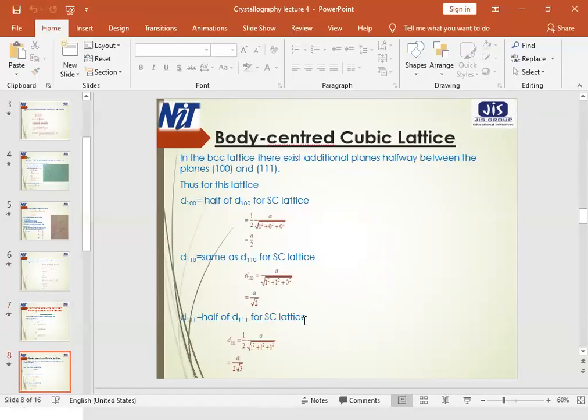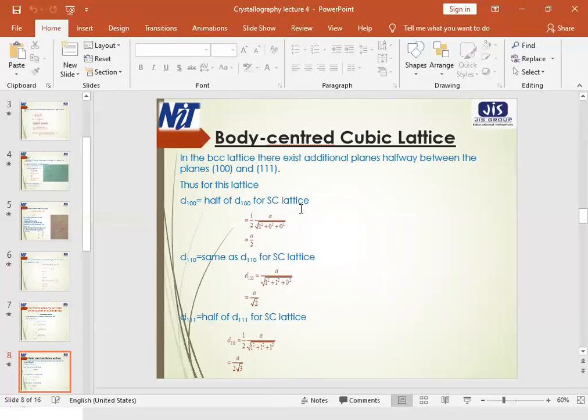Now let us calculate it for the body centered cubic lattice. In the body centered cubic lattice, there exist additional planes halfway between the planes 100 and 111. So due to that, we will be able to find out the interplanar distance. Thus for this lattice, we can write d100. This will be equal to what? Half of d100 for simple cubic lattice, because there is an additional plane in the halfway.